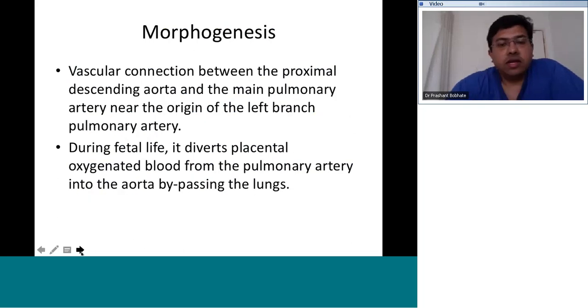So, morphogenesis: PDA is a vascular connection between the proximal descending aorta and the main pulmonary artery near the origin of the left pulmonary artery. I think all of us are aware of this. During fetal life, it diverts the oxygenated blood from the pulmonary artery into the aorta, bypassing the lungs.